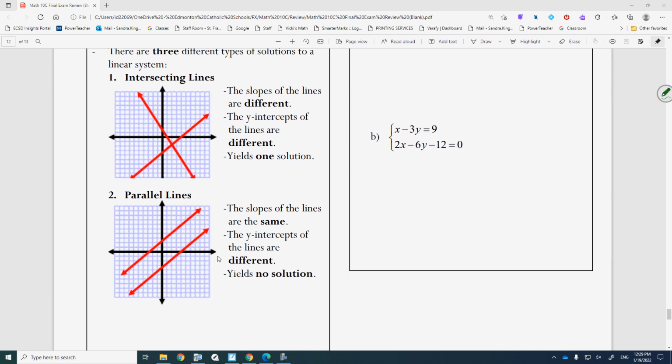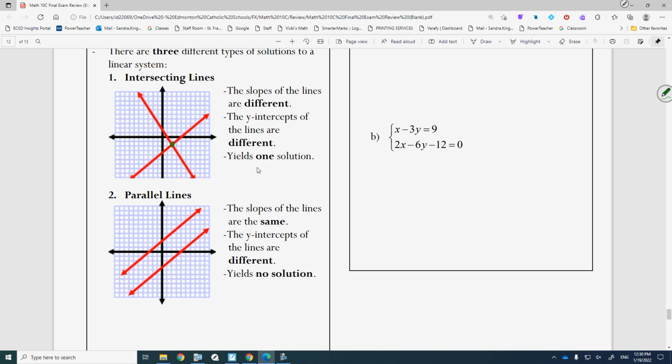Read this, so give that a read over. Remember that when you have systems, you have actually 3 different cases. If the lines intersect, how many solutions is that? One solution. Okay, so that's when the slopes are different. You've got one solution. If you have parallel lines, how many solutions? 0. They're never going to intersect. You're not going to get a solution.